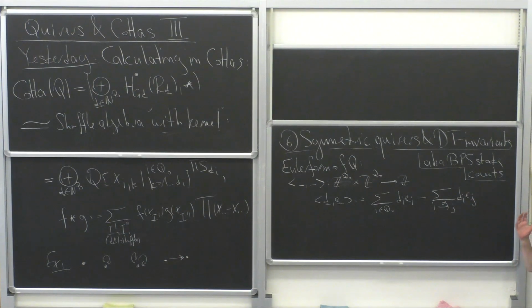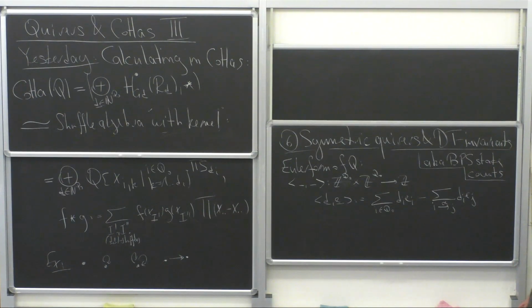This is, in general, a non-symmetric bilinear form which pops up everywhere in quiver theory. It has a meaning in terms of the representation theory of quivers. It's the so-called homological Euler form of the category of representations. It pops up in considerations of the geometry of quiver representations, which I will show you in a second.